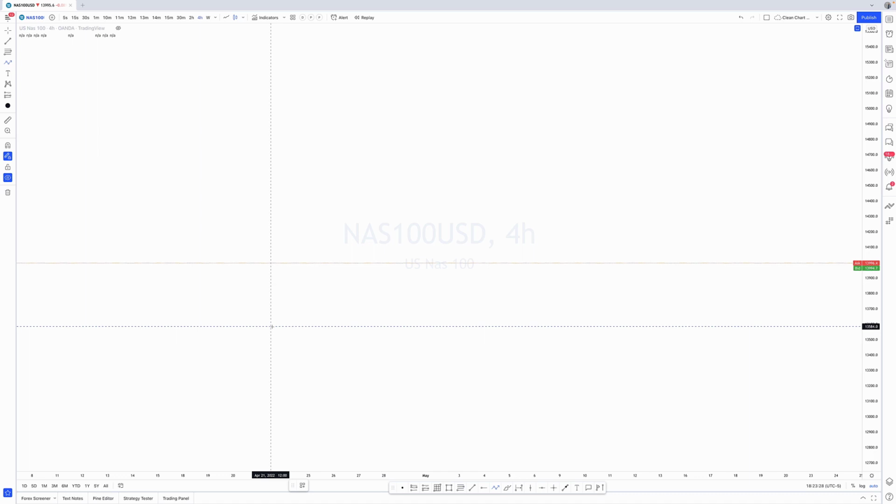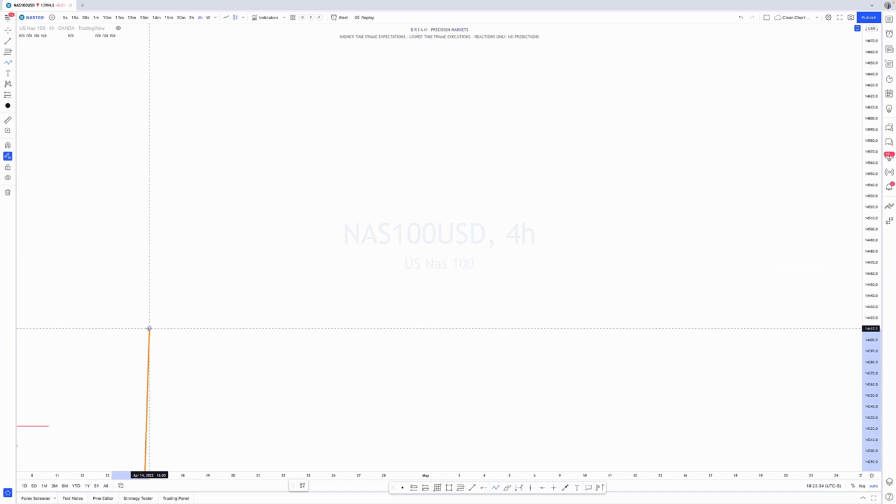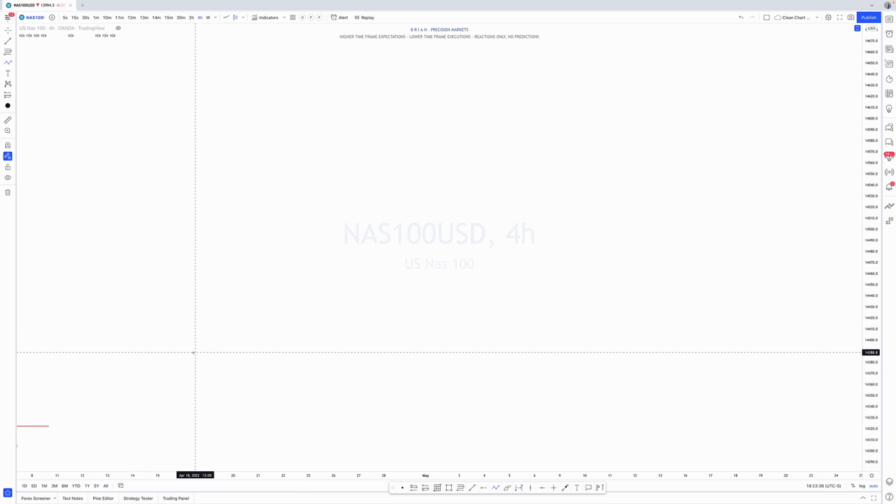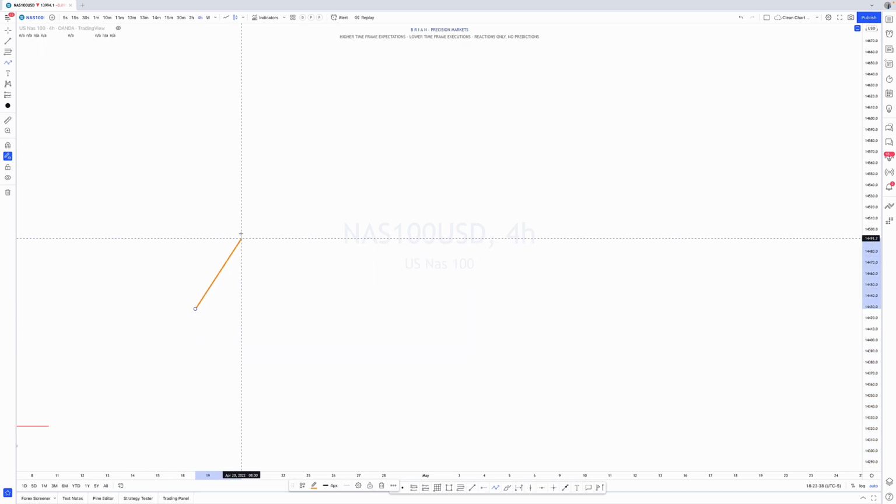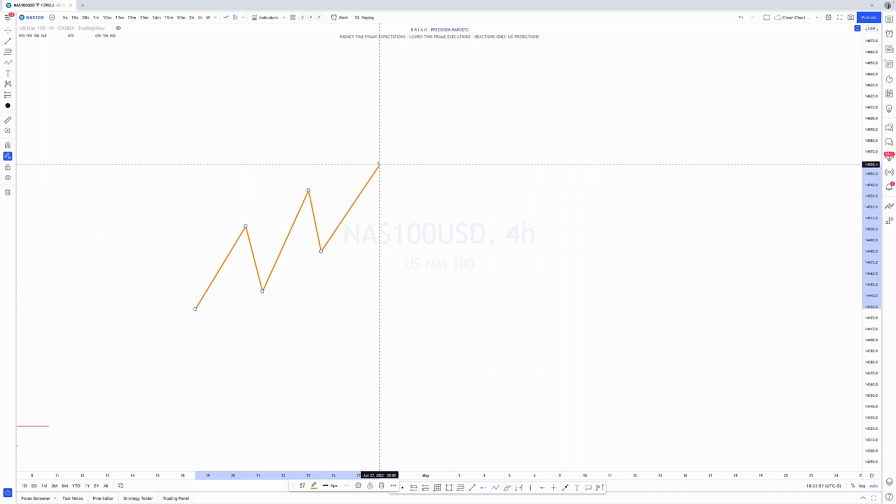All right. The first thing that we're going to do is talk generally about market structure. So price will go in a direction. Let's say it goes up. Price pulls back and comes down. And let's say price breaks through that last point. And we're going to say it does this in an iteration of 2 times.